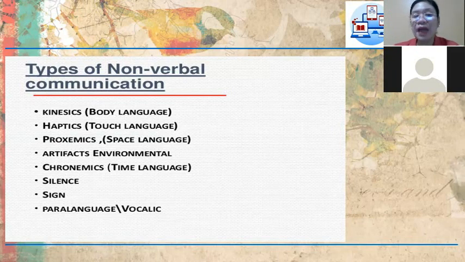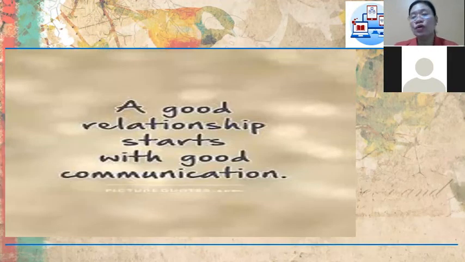And even paralanguage, or the use of voice, whether it is volume, pitch, or rate. So these are the different types of nonverbal communication. Those are the things that we should know about communication before we go on further with the writing itself.